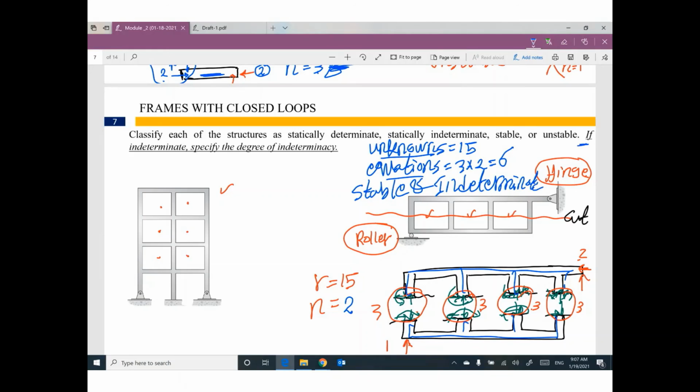If the structure is indeterminate, specify the degree of indeterminacy. What do you think? How many times is this structure indeterminate? How many unknowns greater than number of equations? 9 times. The number of unknowns is 15, the number of equations is 6, so 15 is greater than 6 by 9. So this structure is indeterminate 9 times. This is called the degree of indeterminacy.